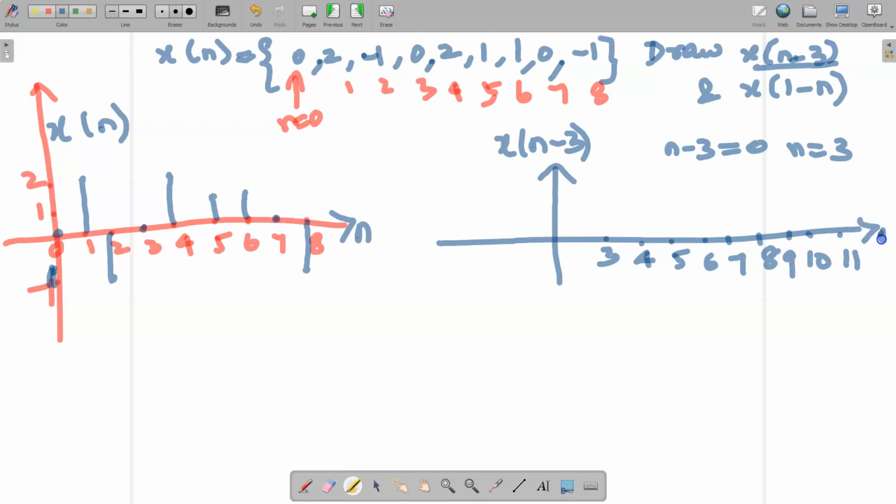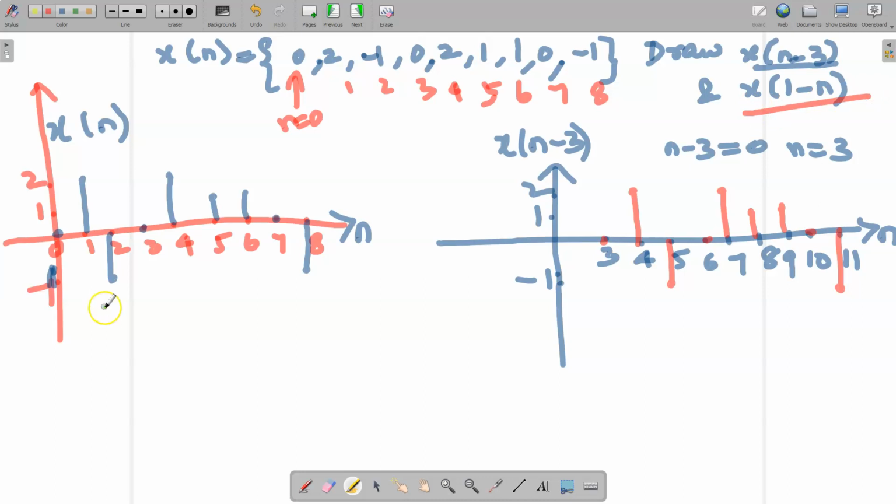Up to this you have to draw and you have to shift and draw your amplitude. So, I have amplitudes what and all 1 and 2, here it is minus 1. Okay. So, first is 0, 0, 2, minus 1, 0, 2, 1, 1, 0, minus 1. And the next signal is x of 1 minus n.